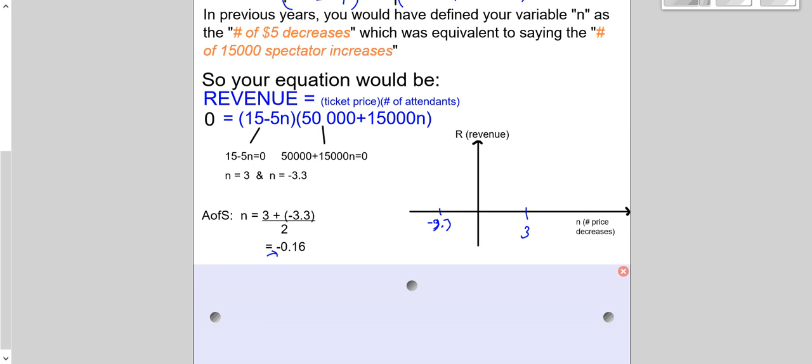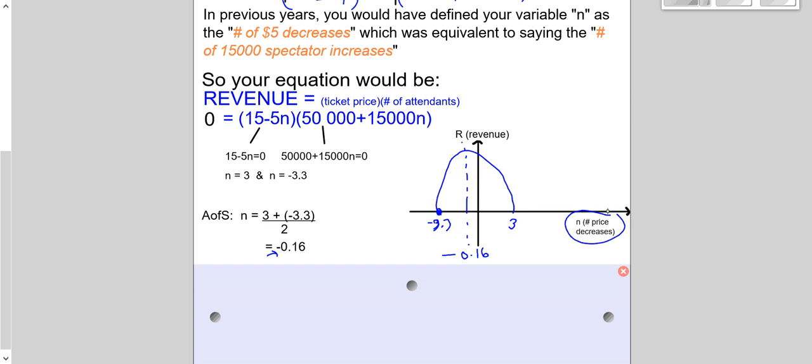But if I think about my x and y axes, in this case n and r axes, n was the number of price decreases. Well, if I got a negative 0.16 axis of symmetry, then my parabola would look something like this. Here's root number 1, here's root number 2. I'm not really drawn here nicely to scale, but 3 should have actually gone over here. Move this over. So 3, the average would be negative.